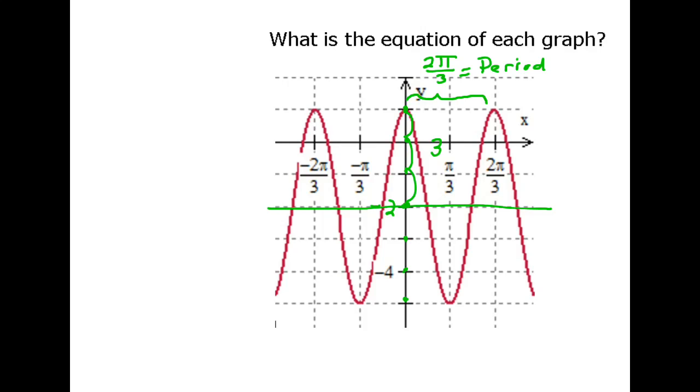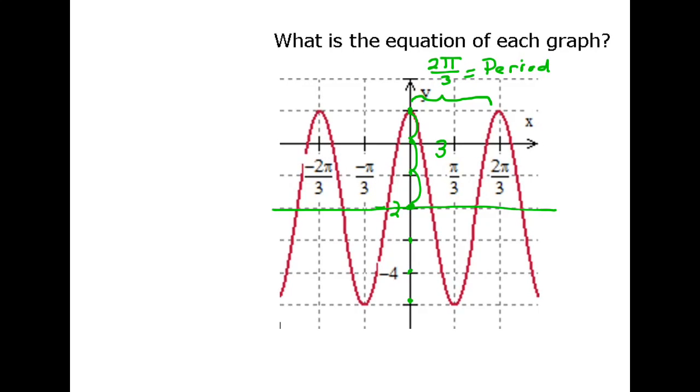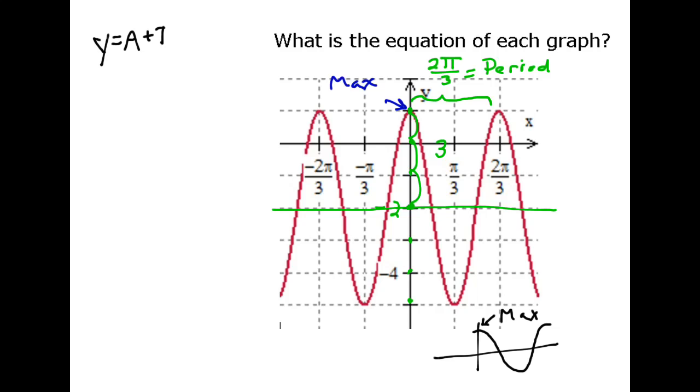Okay, and we don't have to think of this as having a phase shift at all. If we think of this as a cosine graph, then a cosine graph looks like this. Let me draw a little cosine here. So it has a maximum on the y-axis right here, and we can see that our graph has a maximum on the y-axis. So we can just think of this as a cosine graph with a period of 2 pi over 3 instead of 2 pi. The equation then should be y equals a plus b cosine of c times x.